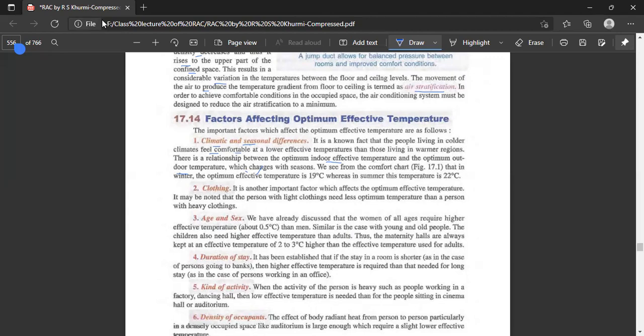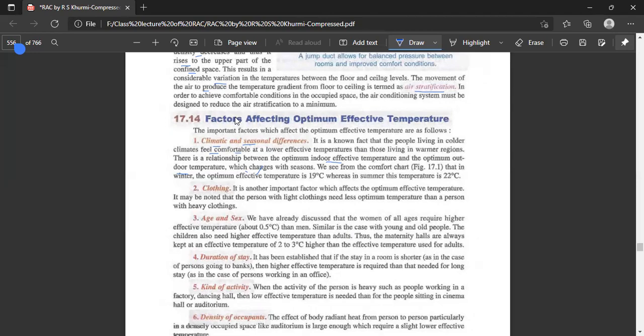Next is the clothing. It is an important factor which affects the optimum effective temperature. It may be noted that a person with light clothing needs a lower optimum temperature than a person with heavy or hot clothing.